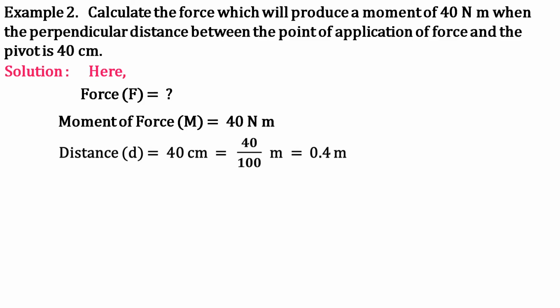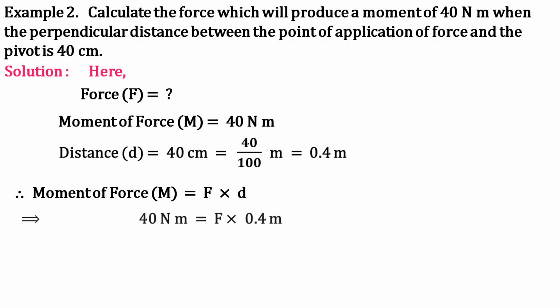You have to convert it into meter because the SI unit of moment of force is Newton meter. So your distance should always be in meter. So 40 centimeter, when it is converted into meter, we have to divide by 100, 40 upon 100, which gives us 0.4 meter. Now we have the formula of moment of force, M is equal to F into d. Whichever values you know, you substitute. M is 40 Newton meter and F is unknown, F as it is, and d is 0.4. So I have written 40 is equal to F into 0.4.